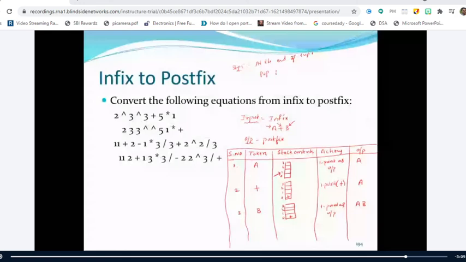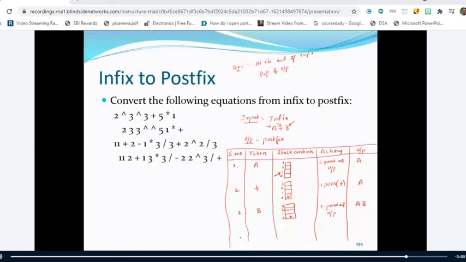Pop and print. So you have reached the end of the expression. Now what do you have to do here? You have to pop all the elements from the stack and place them as the output. We have only one element, plus, inside the stack. Therefore, you pop it and place it in the output. So what is the corresponding postfix expression for this A plus B? AB plus. AB plus. Is it clear up to this point?